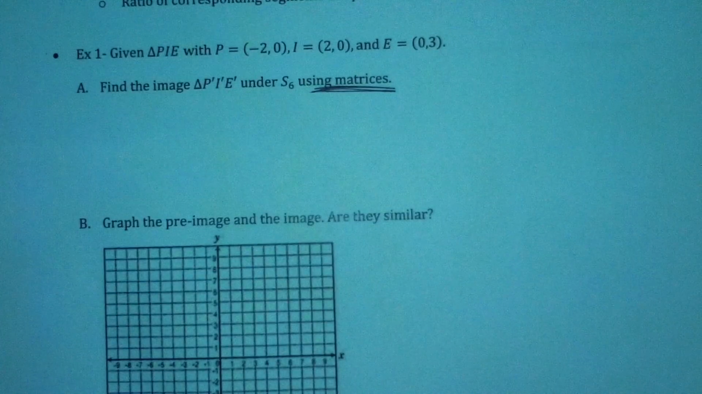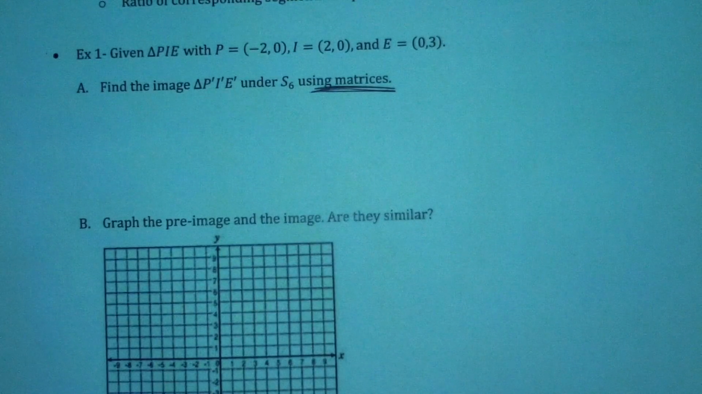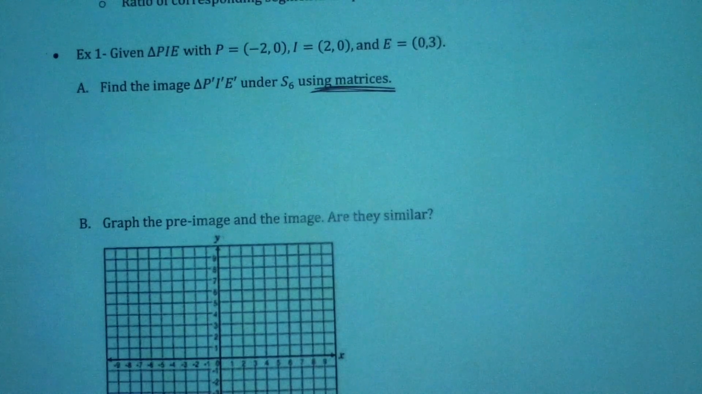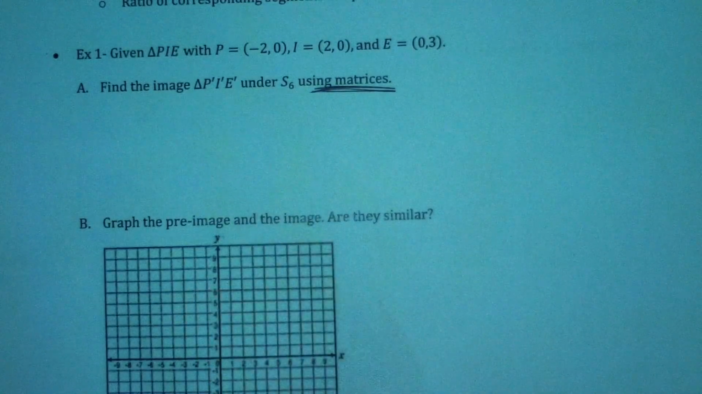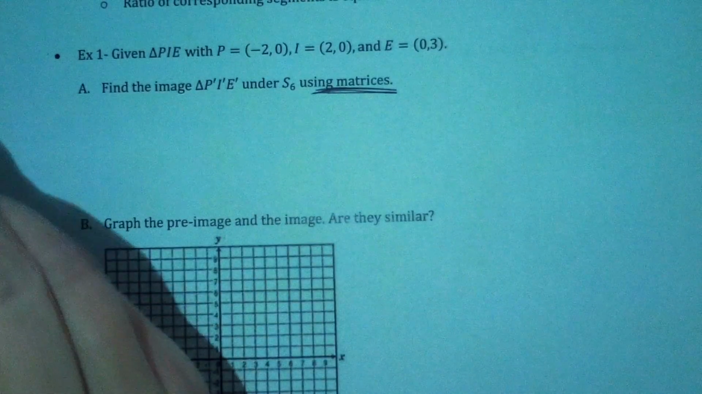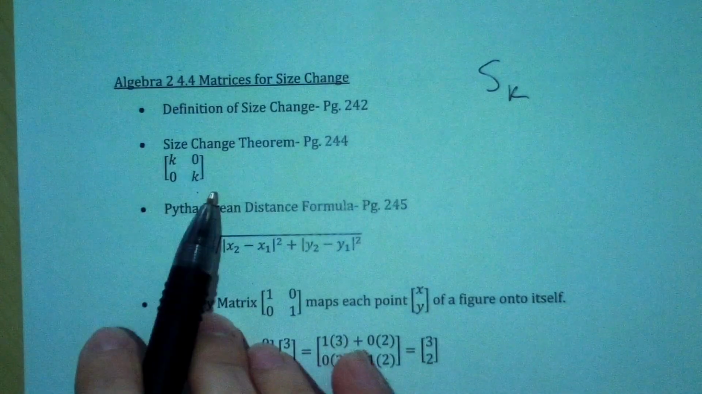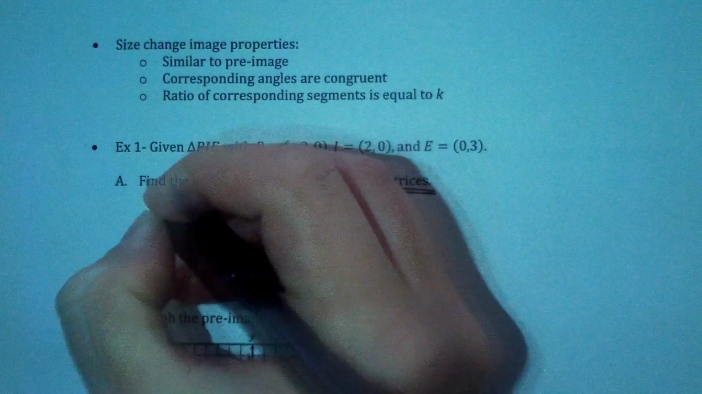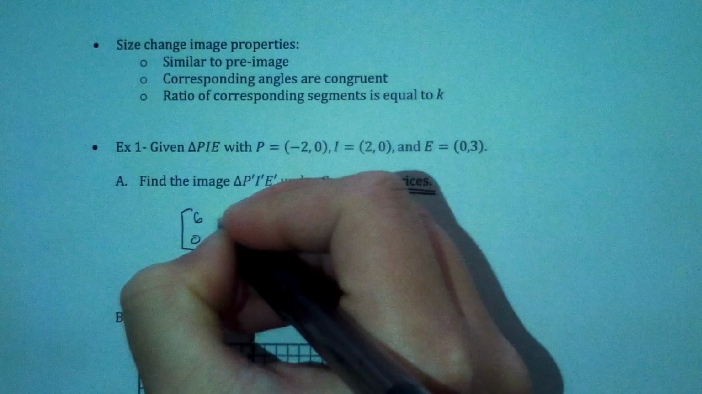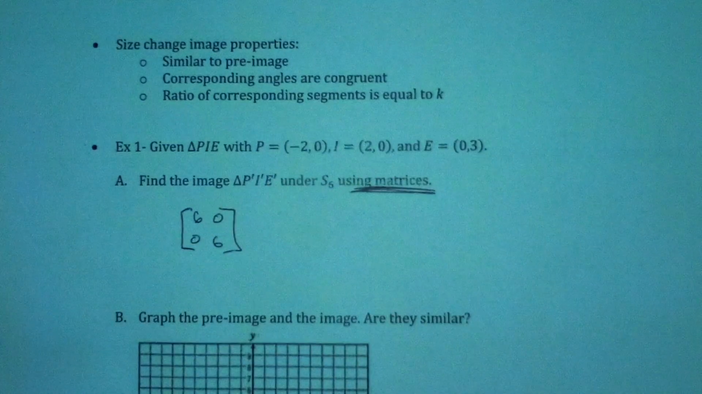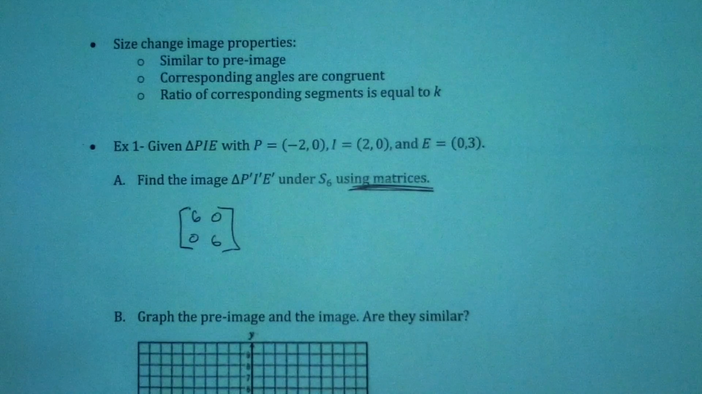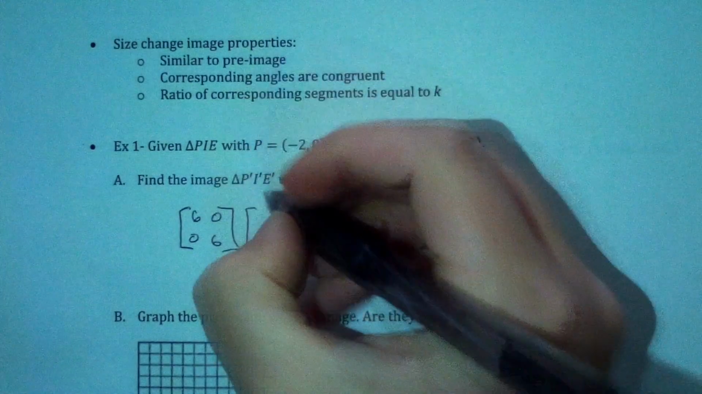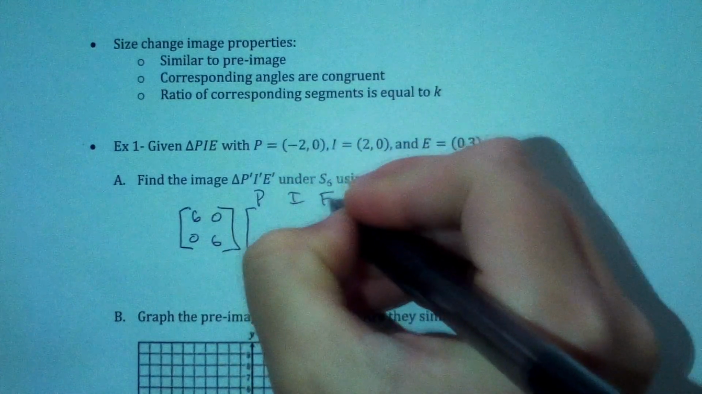So we'll take that one from up here that we had with the k and the 0 in there, but instead of that, our k value is 6, so we're just going to go bracket there, 6, 0, 0, 6. And then we're just going to take our size change matrix times whatever our original ordered pairs were, like P, I, E. Remembering when we do these, it's always the x coordinate on the top and the y on the bottom. So for P, it's negative 2, 0, I, 2, 0, E, 0, 3. And then when we kick out an answer, it should be the prime version of all those points, okay?